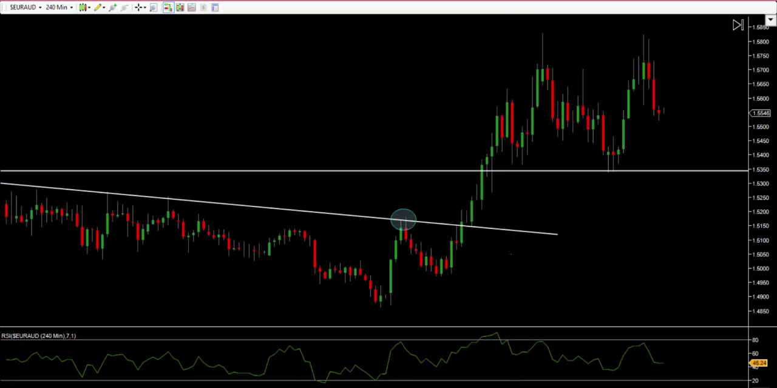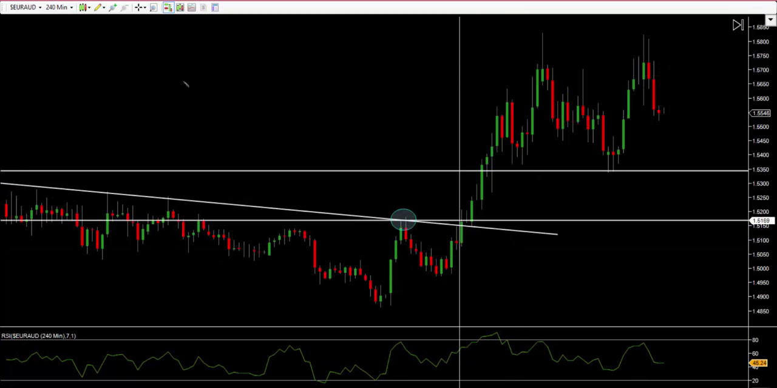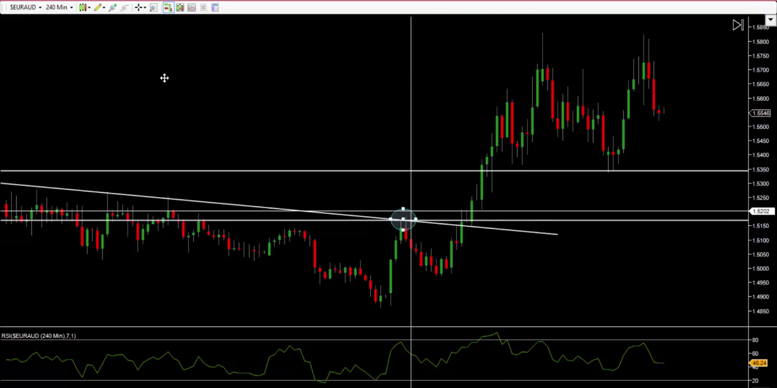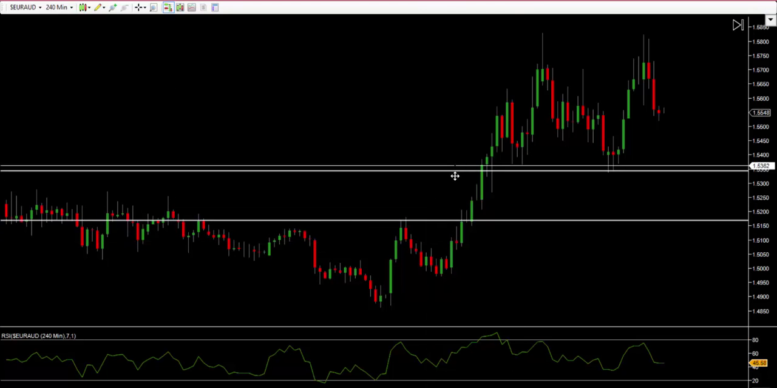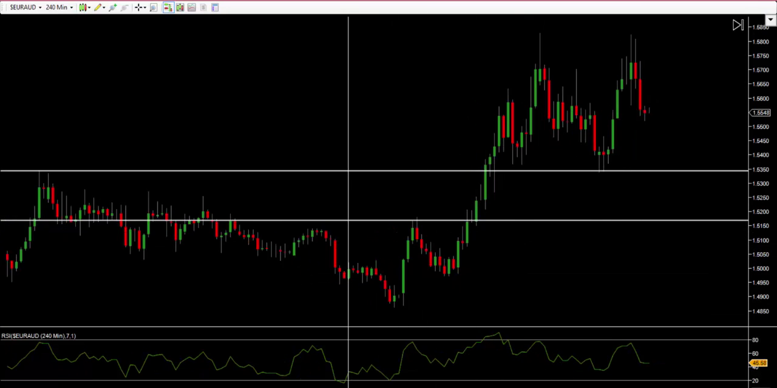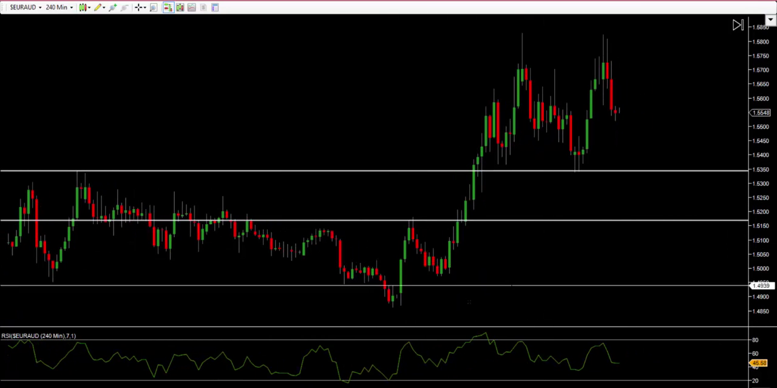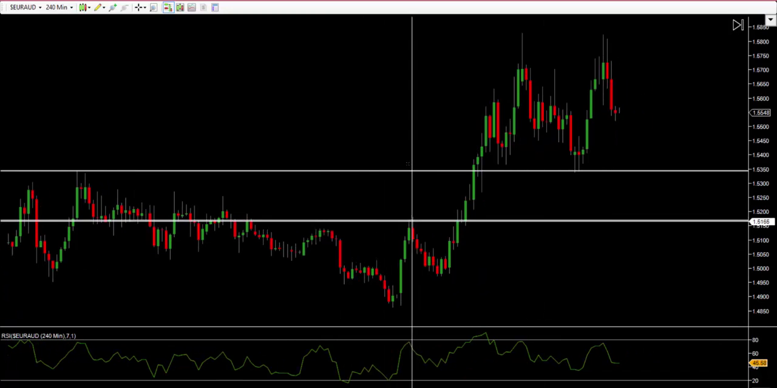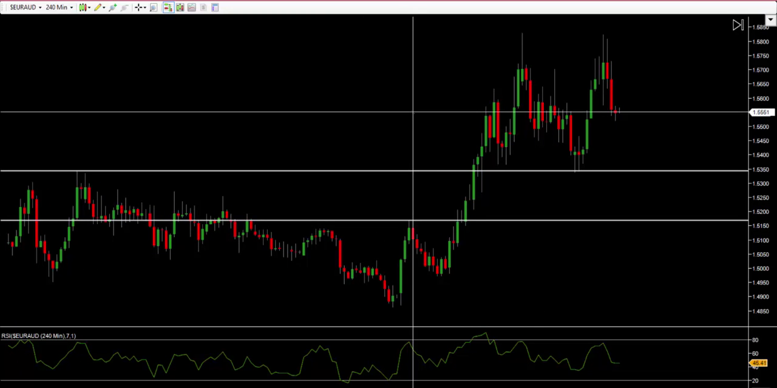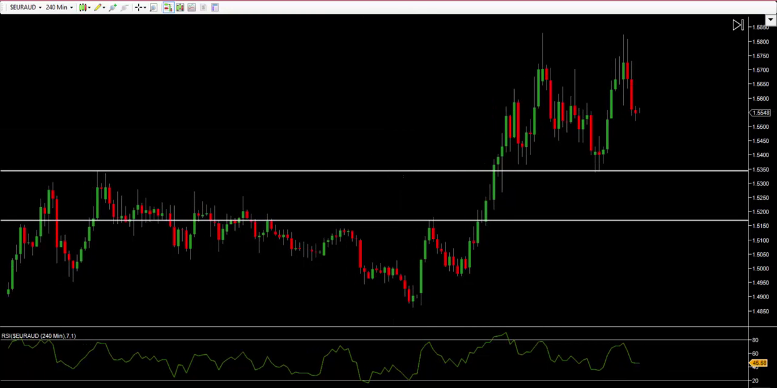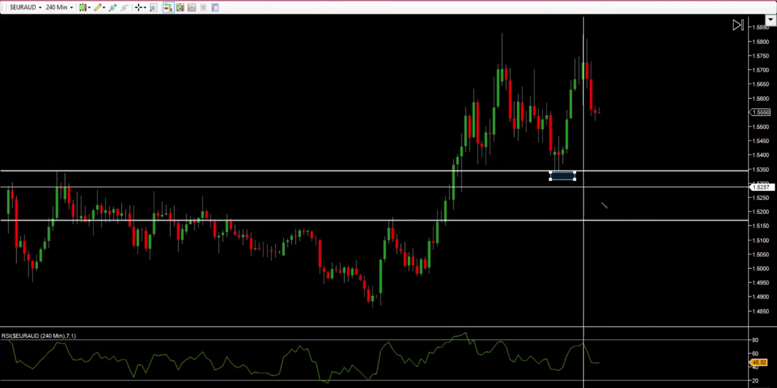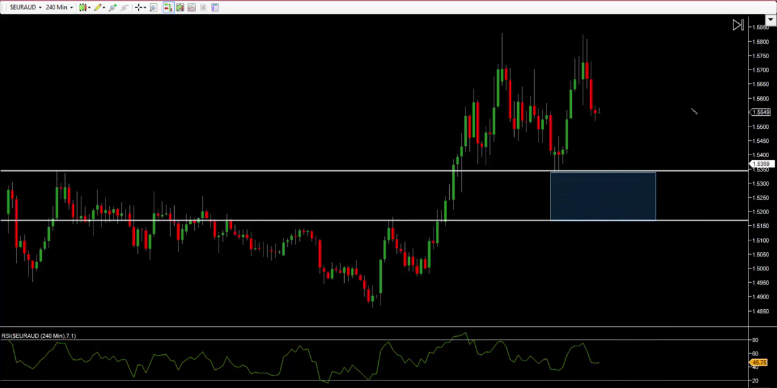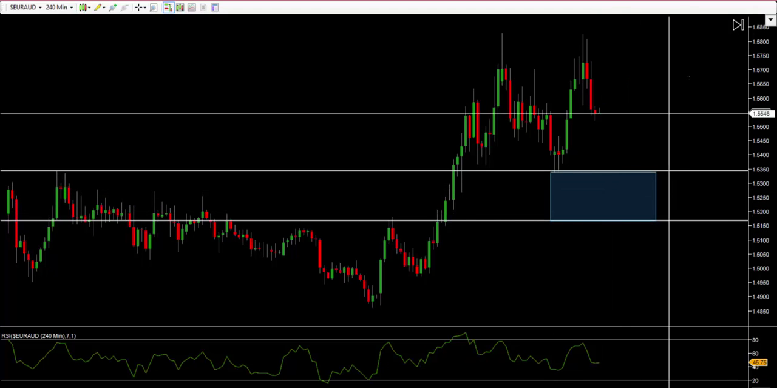So I'm going to add to that with a horizontal line, because what I'm looking at is for price to come back and test the level that it broke from. I've always got that in the back of my mind, that at some point price will come down and test the level that it broke from. It's something that I look for anyway. So what have I done here? I've mapped out a zone. So I'm just looking for anywhere within this zone. I'm looking to get long.